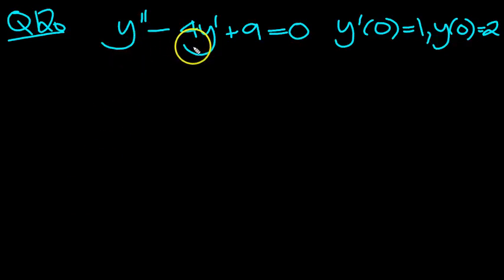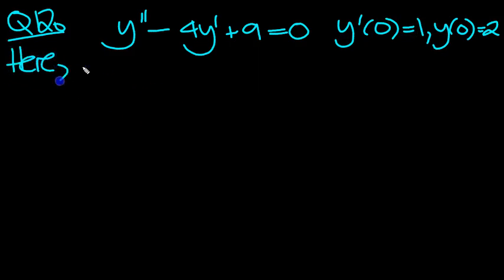y double dashed minus 4y dashed plus 9 equals 0, and we've got initial conditions now: y dashed 0 equals 1, and y of 0 equals 2. So let's solve this first and get the general solution, and then we'll get the particular solution when we put in the initial conditions.